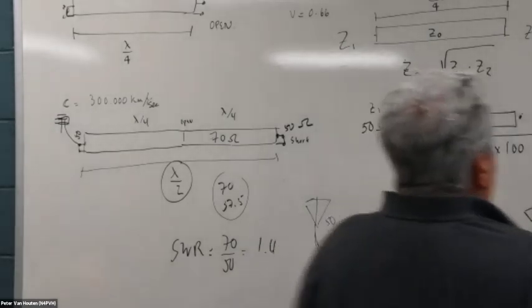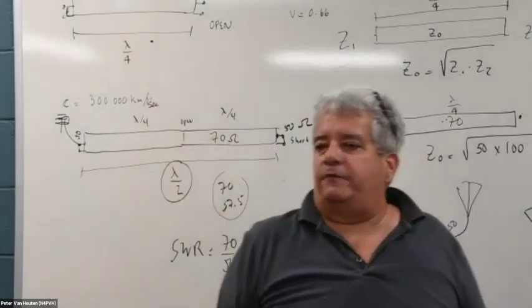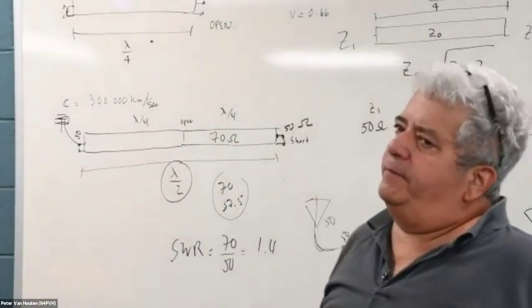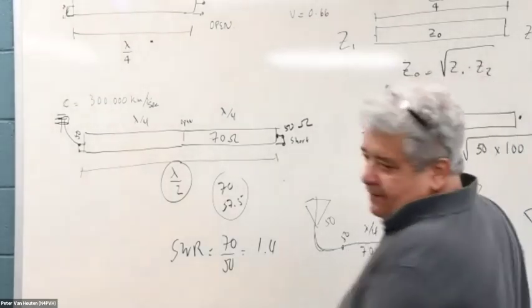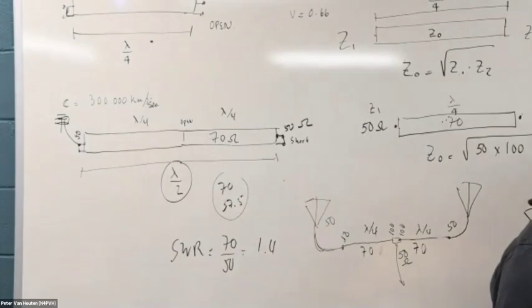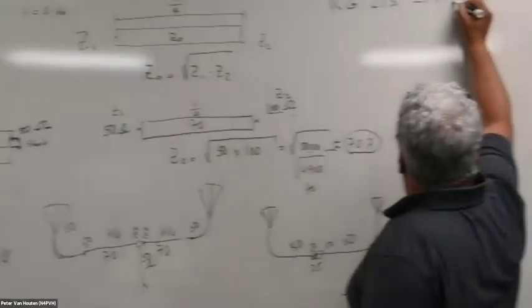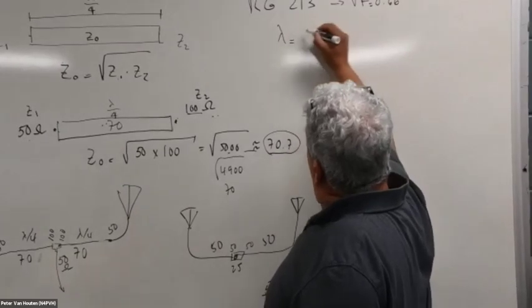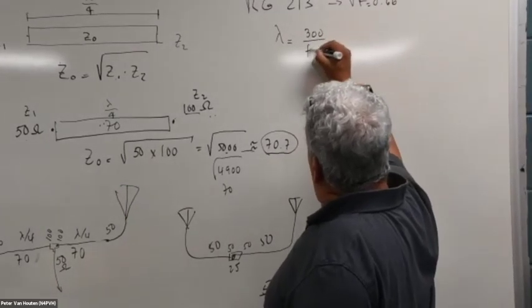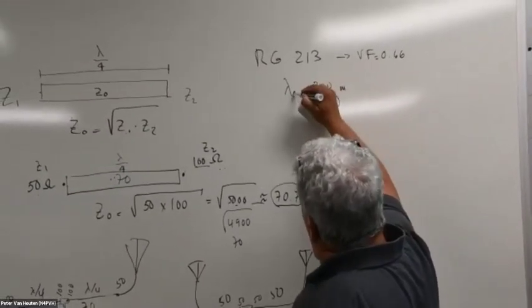I also explained that there's a way to do this. How do you cut a quarter wave? Sometimes it can be good enough just to calculate with the formula. Let's say this RG213, the velocity factor is 0.66. So to calculate a full wavelength will be 300 divided by the frequency in megahertz. This is in meters. What I'm obtaining here is meters.